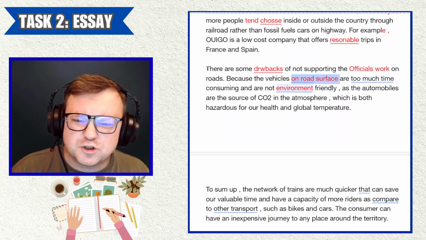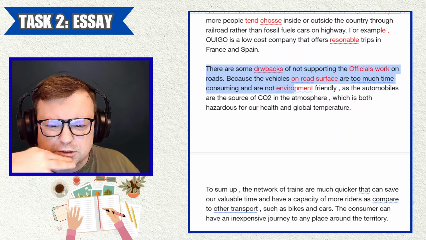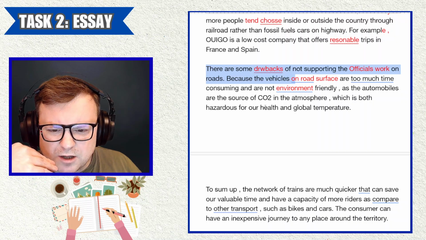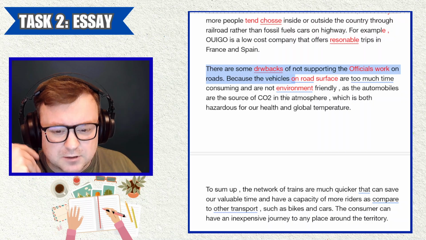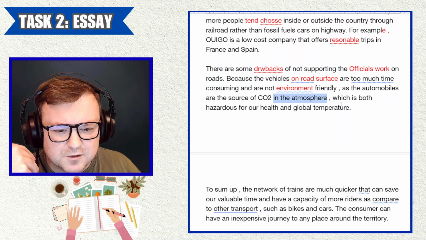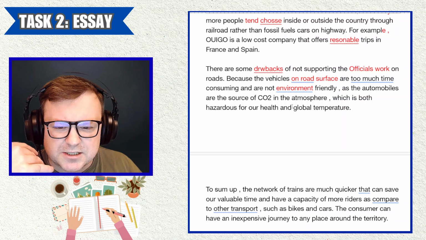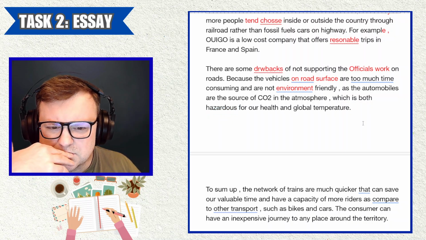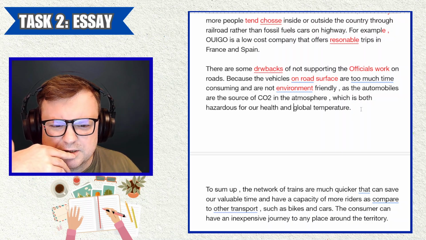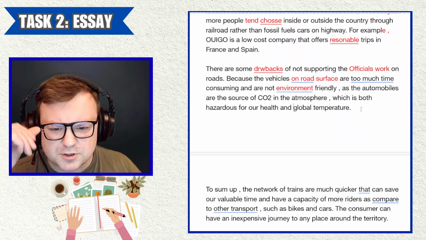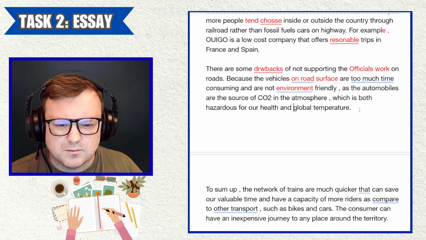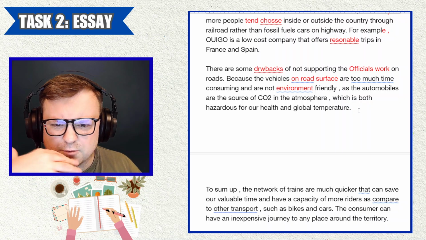I don't know what the central argument is. I don't know what the central point of this paragraph is. As the automobiles are the source of CO2 in the atmosphere. Okay, cool, in the atmosphere, good stuff. Comma, which is both hazardous for our health and global temperature. Okay, I kind of get the point that cars are bad because they produce CO2, greenhouse gases. And that's dangerous for our health and global temperatures.